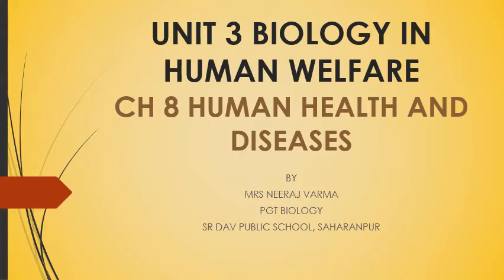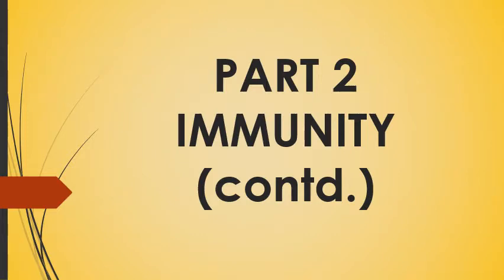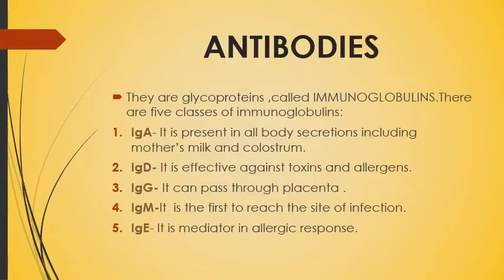We are going to continue. In the immunity part of this chapter, we discussed the various types of immunities, components of immunities, and today we are going to discuss antibodies. What are antibodies? They are glycoproteins called immunoglobulins. There are 5 classes of immunoglobulins, and each antibody or immunoglobulin is specific in its function.